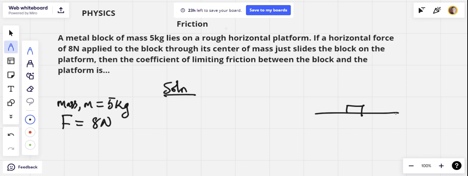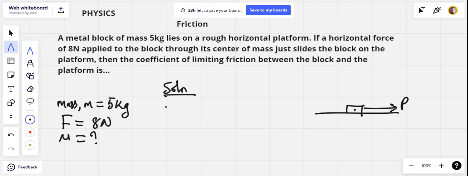So they said this is the horizontal platform and a block of mass is resting on it. A force applied on it, that force is F, through its center of mass, just slides the block on the platform. So that force is able to overcome the limiting frictional force. So we should find the coefficient of friction. Coefficient of friction, represented by the letter mu, is what we are now looking for.